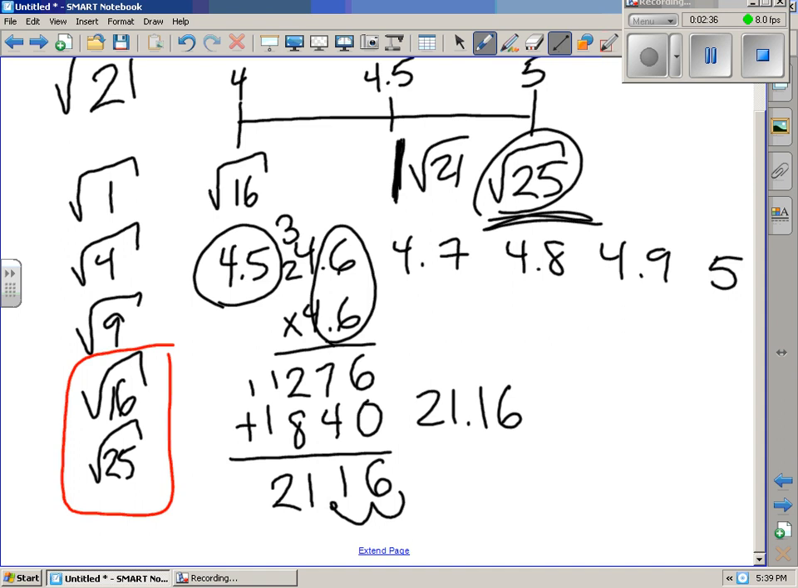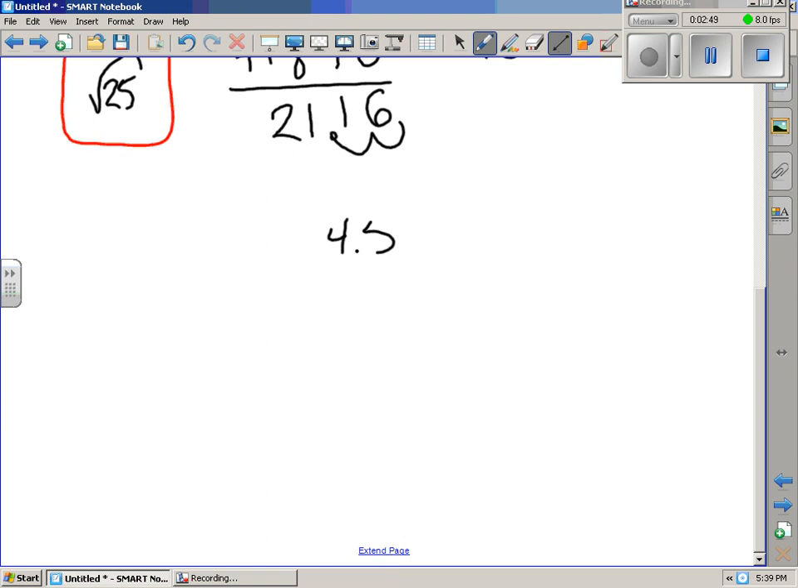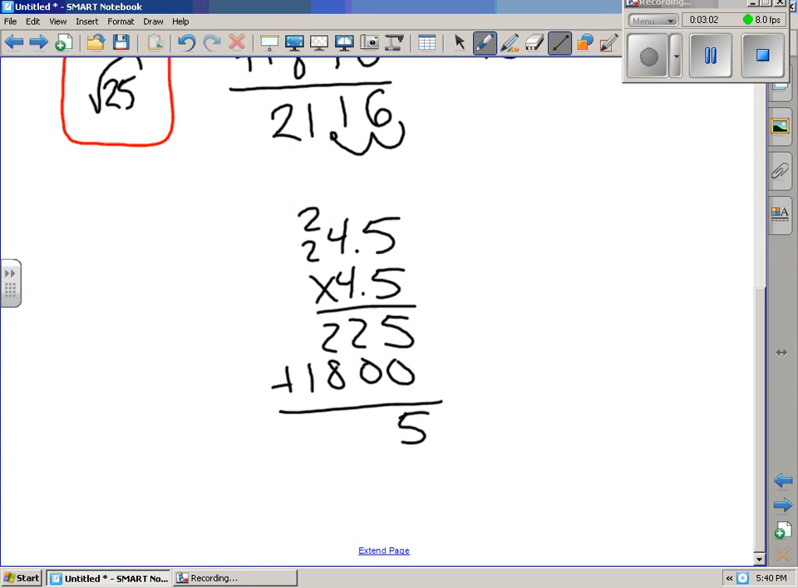So what we're going to do is try one number lower than that and see if we can get a better estimate. So by taking 4.6 times 4.6, we got 21.16. Let's try 4.5 times 4.5. Again, go ahead and multiply this wherever you are. And 4.5 times 4.5, I got a result of 20.25.